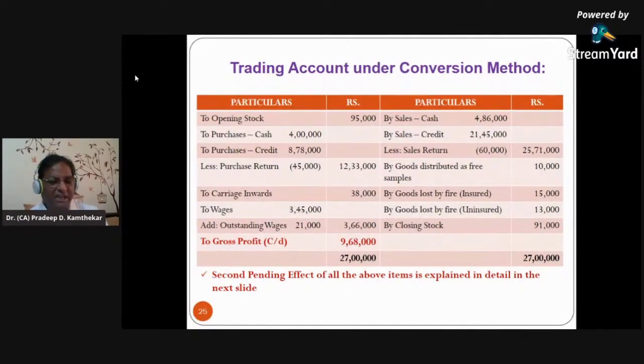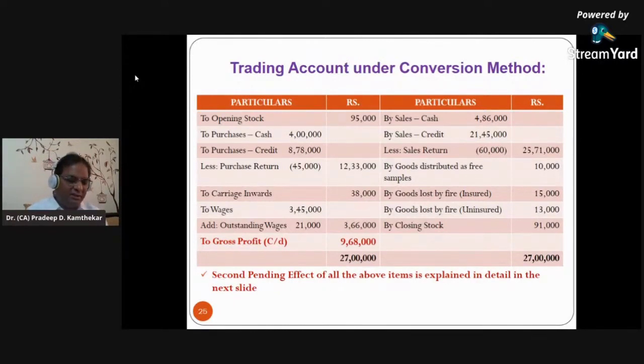Now we have outstanding wages also. What is outstanding wages? These are the wages for our workers to be paid in the current accounting year, but for some reason they are not paid in, say, March, they are paid in April. So they are called outstanding wages.